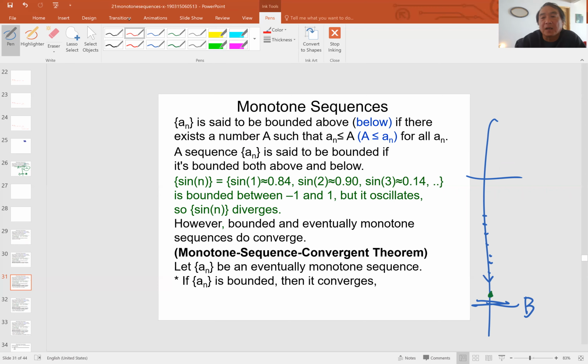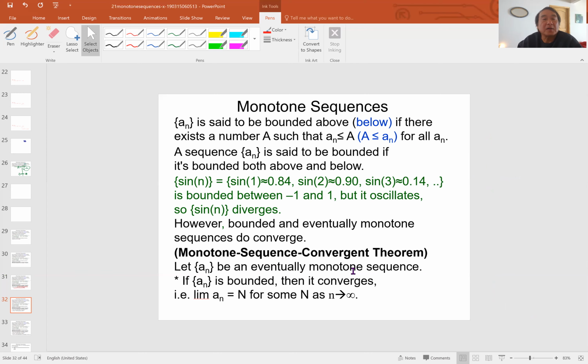And similarly, if the numbers keep going up but there's a ceiling, they have to get closer and closer to each other. They have to get to a limit. There has to be a wall there that they couldn't cross, and that's the limit, which means it converges. So eventually, a monotone sequence, if it's bounded, converges. If it's not bounded, then it diverges. Not only diverges, it goes to infinity.